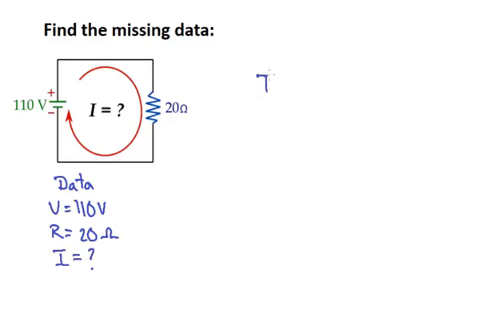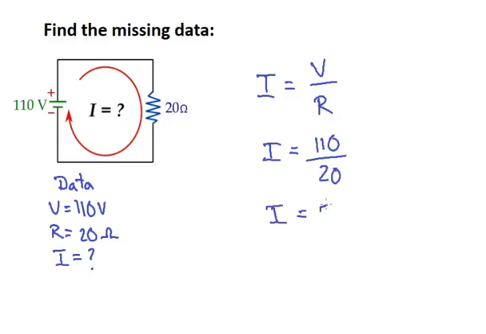So how do you find current? Simple. Current is equal to voltage divided by resistance. So current will be 110 divided by 20. If I do that, it will give me 5.5 amperes. And that's it.